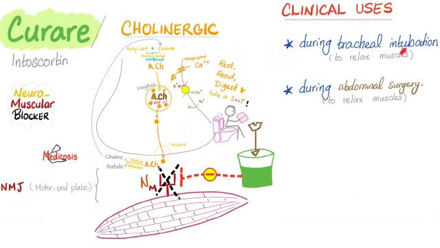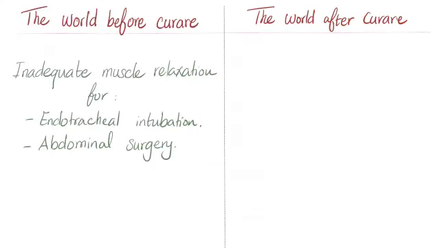Why do we use curare today? We use it during tracheal intubation. Why? To relax muscles. We also use it during abdominal surgery. Why? To relax muscles. It's a freaking neuromuscular blocker. Curare has literally changed the world. There is the world before curare and there is the world after curare. Before curare, we could not give you adequate muscle relaxation for endotracheal intubation or abdominal surgery.